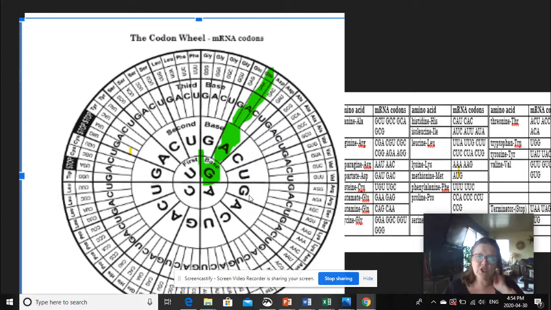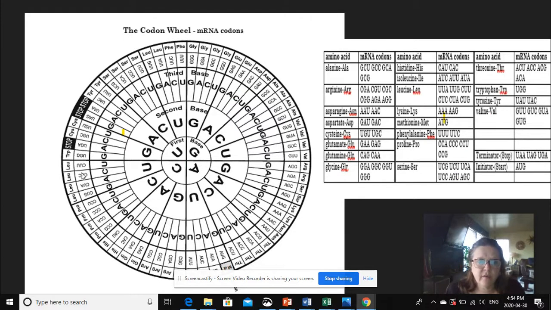And our third one was GAA. So we've got G, and so you know again, it's in this quadrant, and it's the A in that quadrant, and then it's going to be the A in this little piece of the pie here. So A, follow that through, and that says GLU for glutamate, so you know that is your amino acid. You can basically do that for any codon that you're presented with.